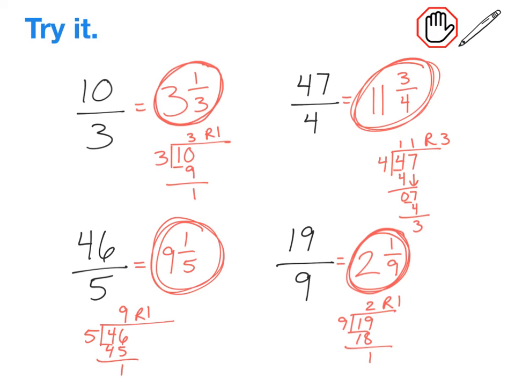Okay, here are the answers. Take time to correct your work or any mistakes that you made. 10/3 is the same thing as 3 and 1/3. 46/5 is the same thing as 9 and 1/5. 47/4 is the same thing as 11 and 3/4. And 19/9 is the same thing as 2 and 1/9.